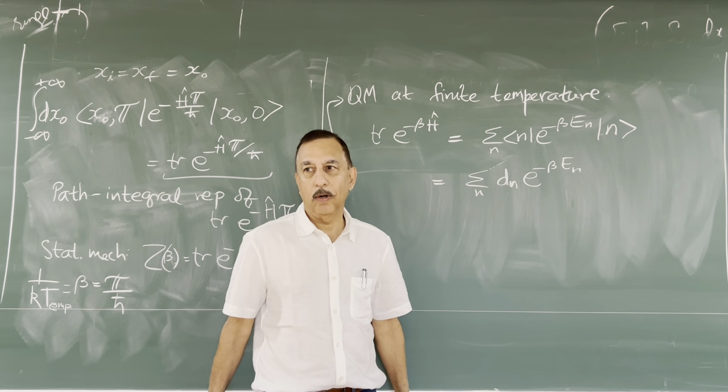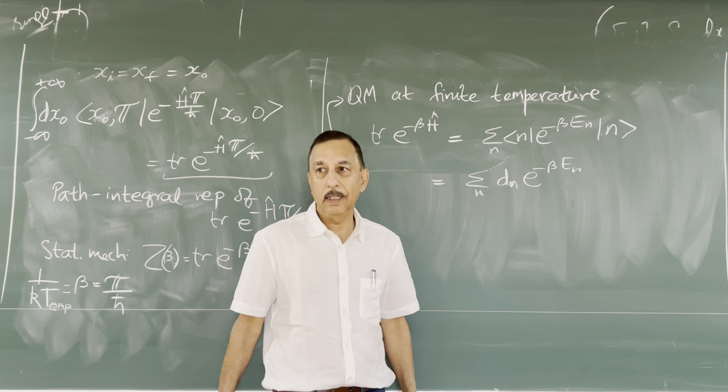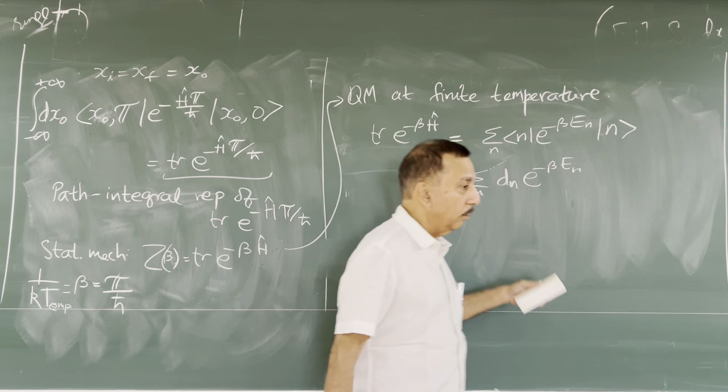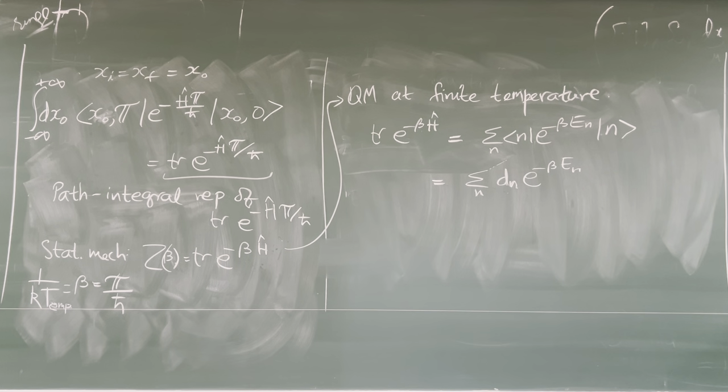You must have done some quantum mechanics problems which have degeneracy. And once you know the partition function, you can find the degeneracies. And of course, you can also find all the energy eigenvalues. Okay. This is good.